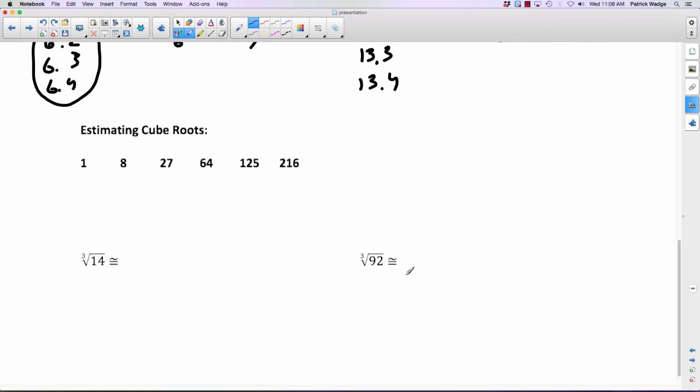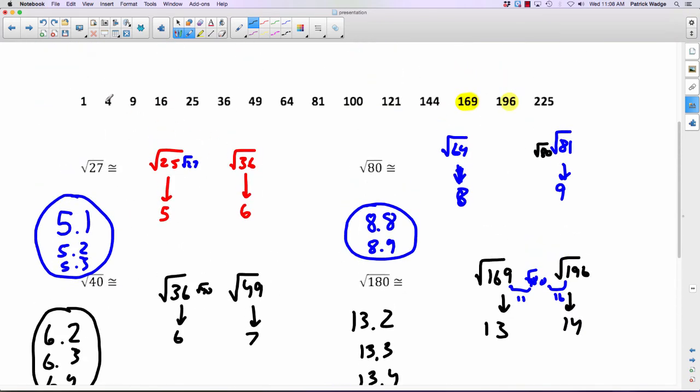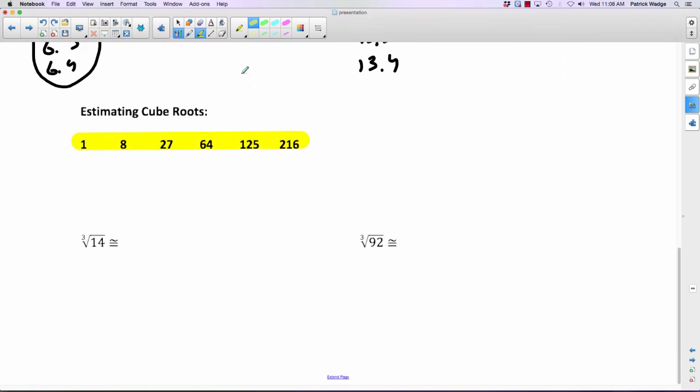All right, estimating cube roots. Guess what? It's exactly the same. The only thing different is we have a different list. You're not going to use this list of numbers because this is the perfect square list. You're going to use this list of numbers because it's the perfect cube list. So we do the same thing, cube root of 14. So the first thing we're going to do is looking at this list right here that I just erased, where does 14 sit? 14 falls between 8 and 27, sorry.